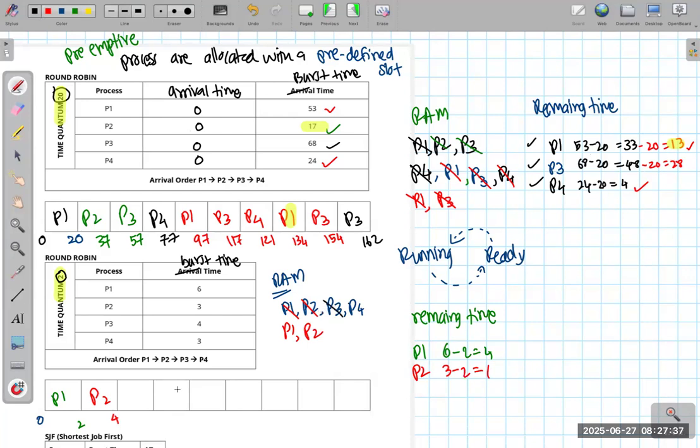Okay, then P3 will be coming in. P3 needs 4 units. So we only give 2. So P3 comes back to the RAM. If he's not finished, he will come back to the RAM again. P4, P4 needs 3.